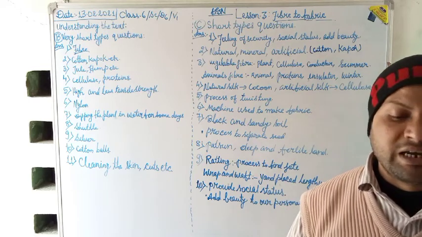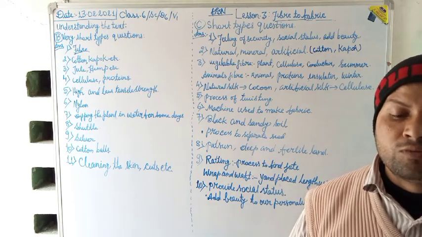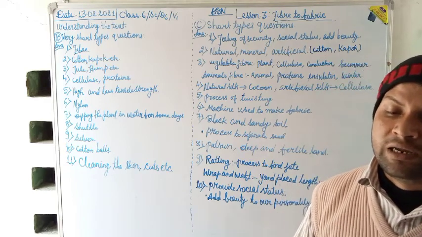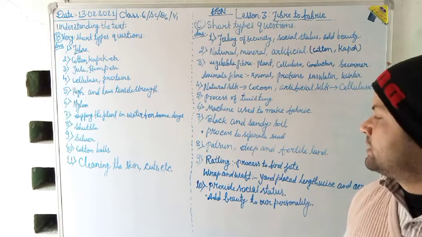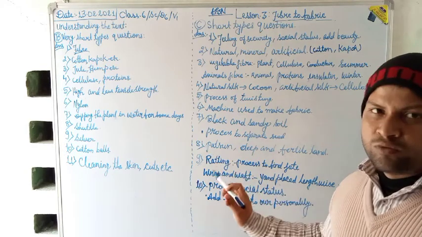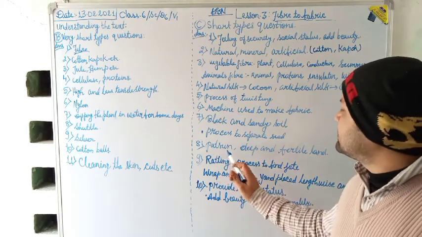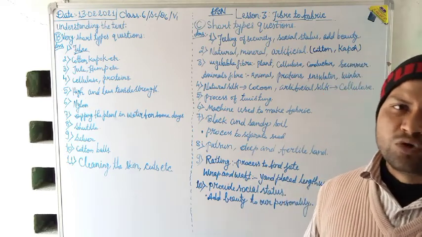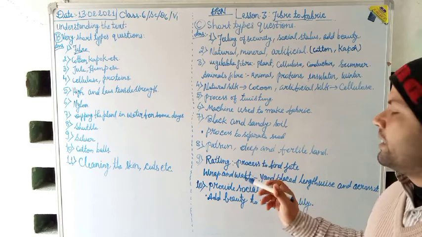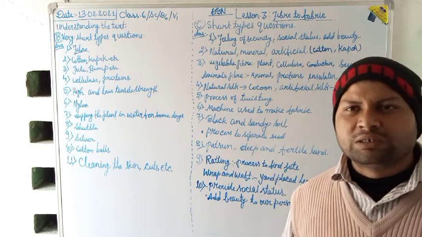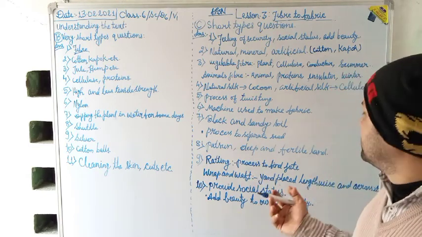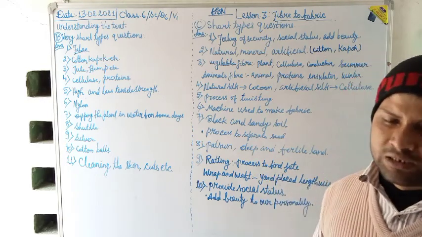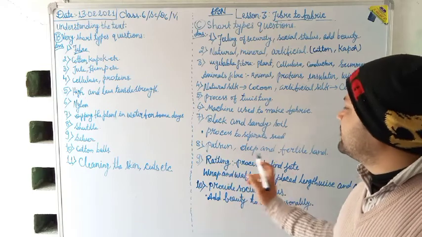Now move towards question number 8. Name the plant from which jute fiber is obtained, and also name the type of land needed for its cultivation. The plant from which jute fiber is obtained is called patsan, and the process involved in it is called retting. In this process we keep the plants in water for some days, and we obtain the fibers from it. So this is the answer to question 8.